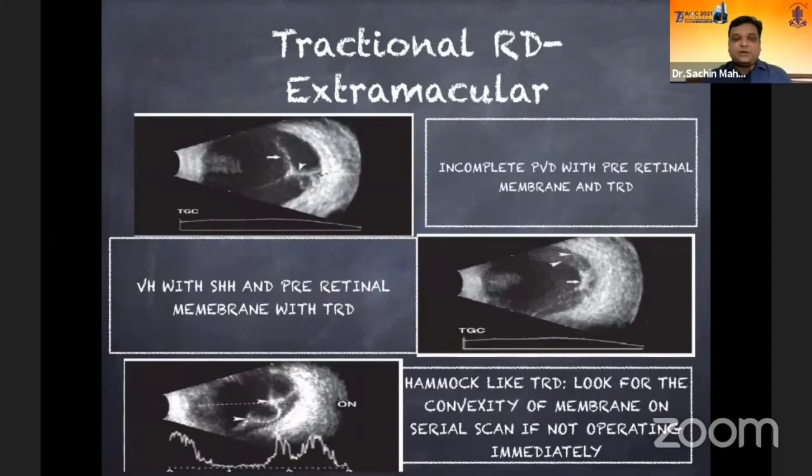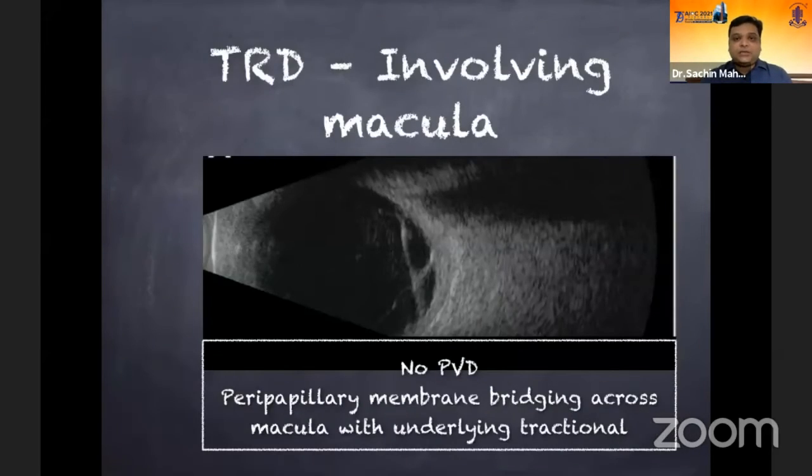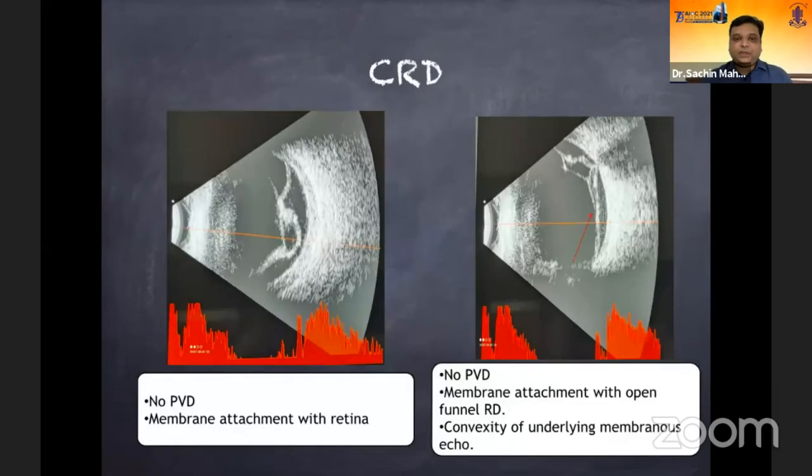These are cases of TRDs, where you can see a focal attachment and a broad attachment in the earlier two cases, and there's a hammock-like TRD wherein the complexity of the membrane can be understood by the B scan. TRD involving the macula is definitely an indication. When there's a vitreous hemorrhage, B scan definitely helps us prognosticate the case and take it up for surgery. In combined retinal detachments associated with vitreous hemorrhage, you should definitely do a B scan and find out the extent of the TRD and how the vitreous is attached to it.